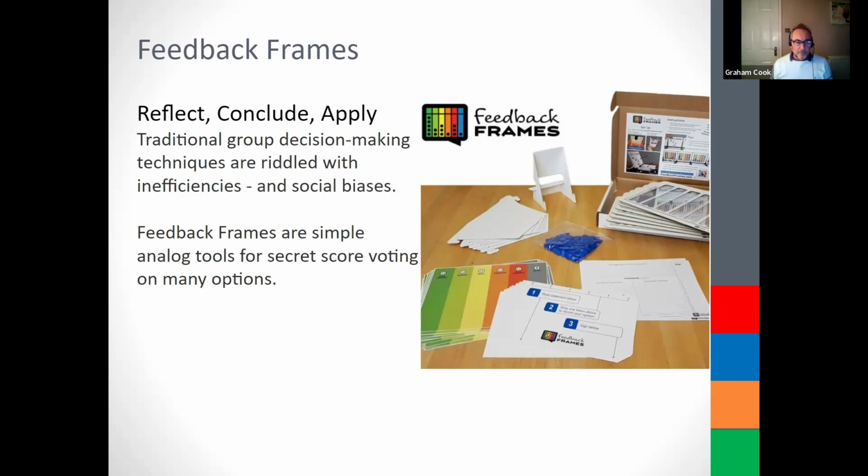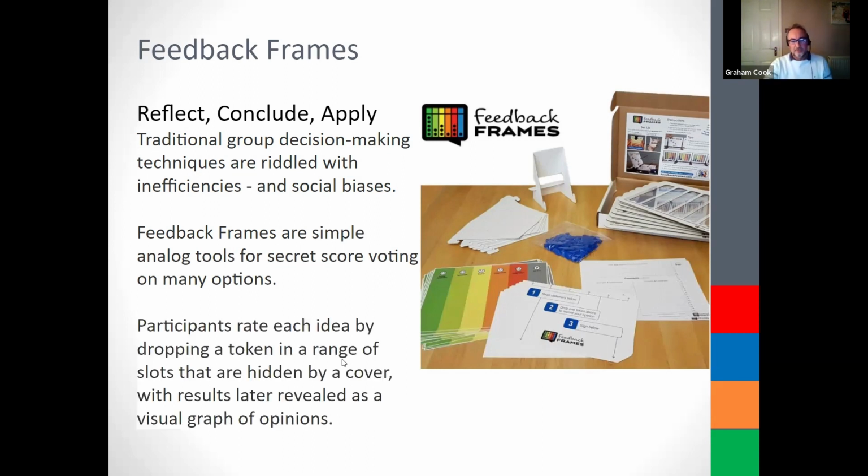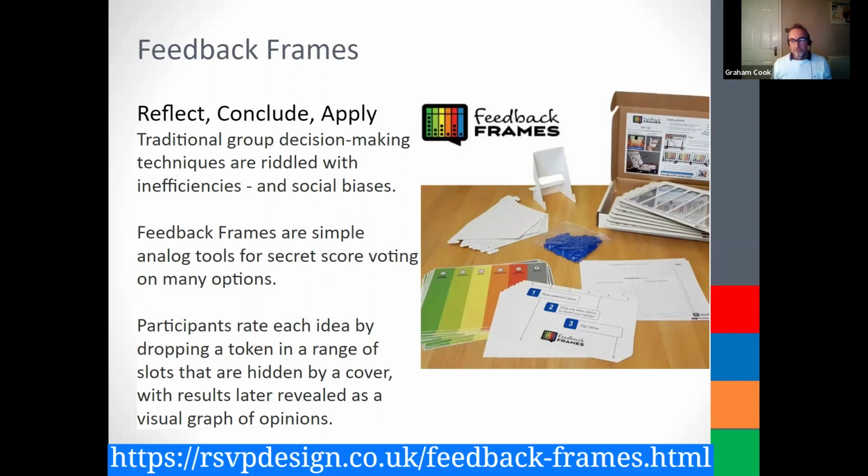So it's a very simple analog tool. What you see in that picture is exactly right. It's bits of paper and cardboard. And it's for secret score voting on as many options as you want. And the idea is that you cover a screen so that when you drop a token in a range of slots, people don't know what everyone else has voted for, and you don't find that out until the end.